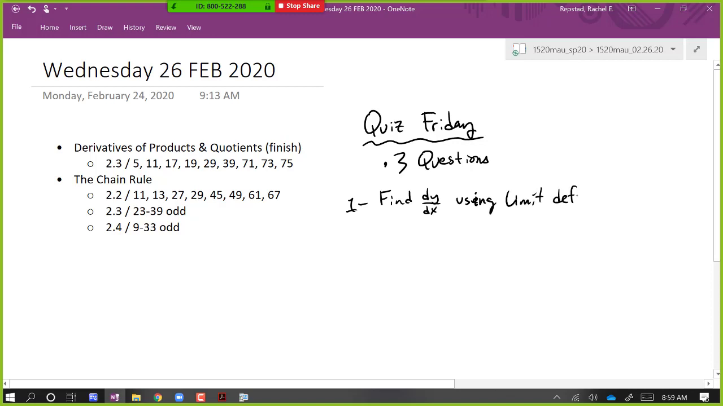But it'll be limited to a quadratic. It's not going to be a fraction or a radical or anything super complicated. Nothing more complicated than a quadratic. So something you can do some expanding on and then set up that limit and evaluate. And then 2 questions on finding dy dx, finding a derivative using our shortcuts like power rule, chain rule, product rule, or quotient rule.